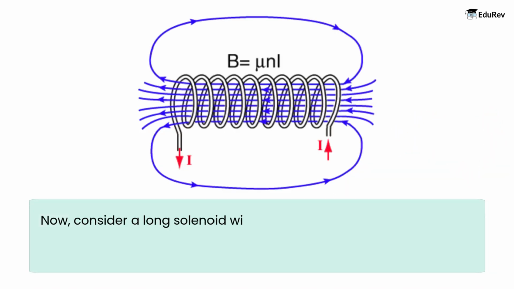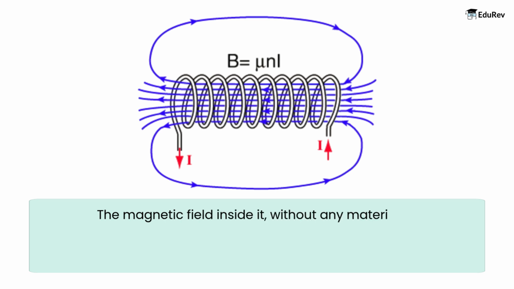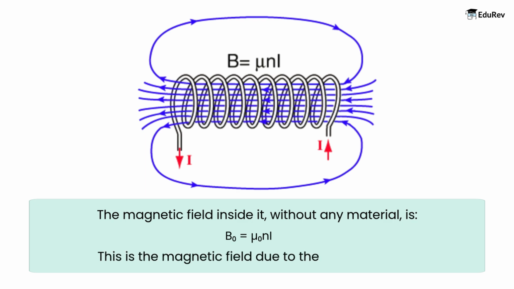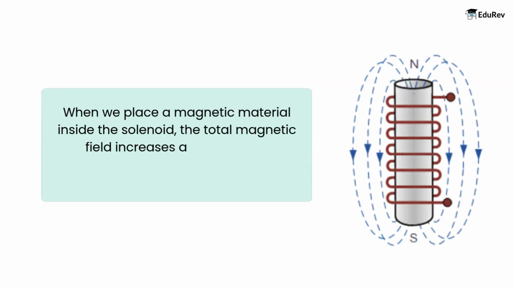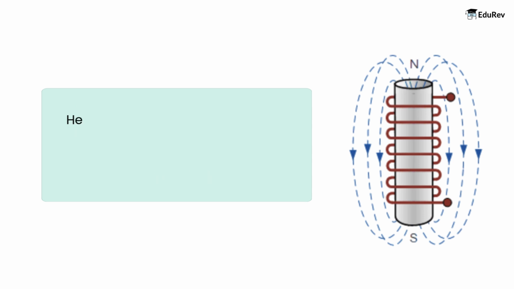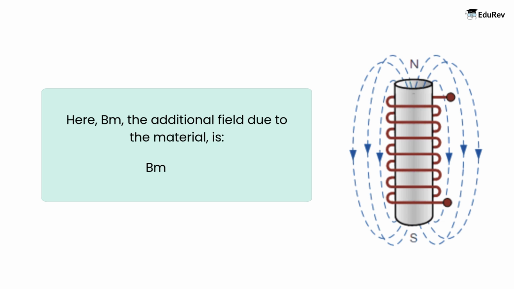Now, consider a long solenoid with N turns per unit length, carrying a current I. The magnetic field inside it, without any material, is B naught equals mu naught times N times I. This is the magnetic field due to the current alone. When we place a magnetic material inside the solenoid, the total magnetic field increases and becomes B equals B naught plus Bm. Here, Bm, the additional field due to the material, is Bm equals mu naught times M.